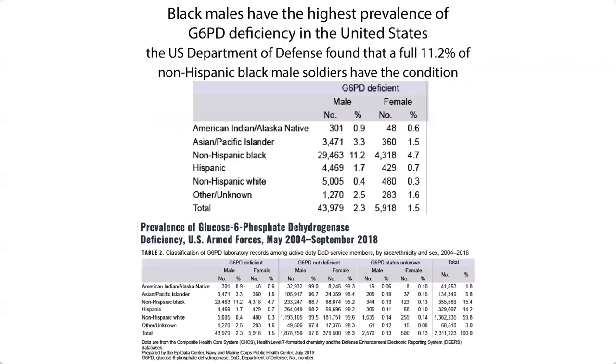As a result, we see that the prevalence of G6PD deficiency in the United States is highest in Black males. The U.S. Department of Defense found that a full 11.2% of non-Hispanic Black male soldiers have the condition.